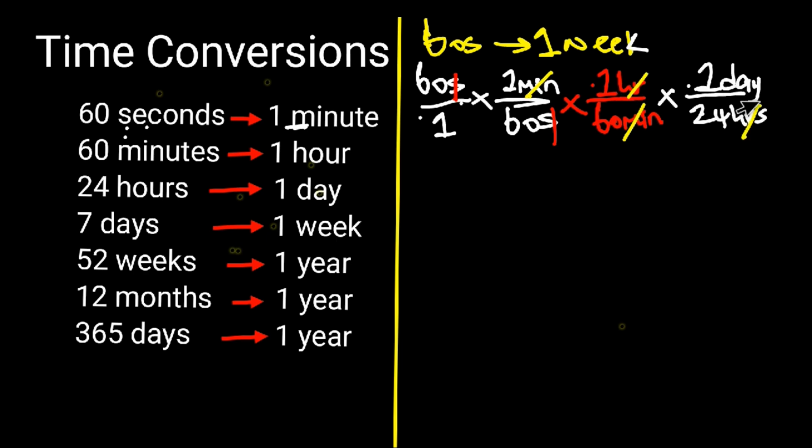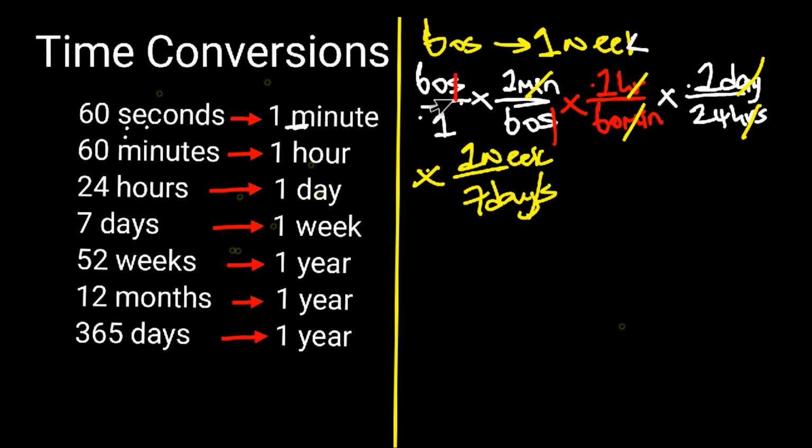And then after days, let me write it here. The relationship between days and weeks is what we are going to write now. After days is weeks, and the relationship is 7 days make 1 week. So you have that 7 days make 1 week. And so this day and day will cancel, and then we now have weeks.